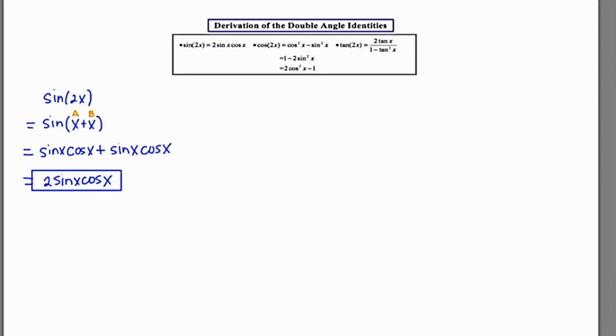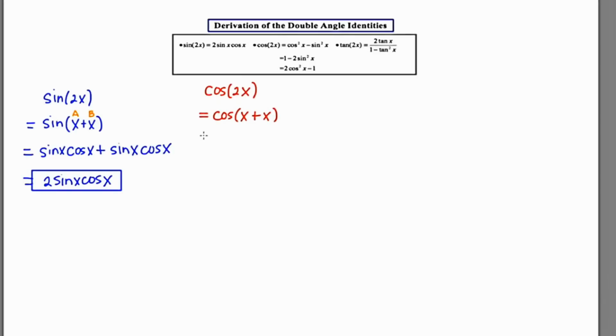Now we're going to move to the second identity, which is the double angle identity for cosine. Cosine 2x. You'll notice on the list there are three variations. We're going to start with the top one, cosine squared x minus sine squared x. And it's going to begin the same way. So I'll start by writing cosine 2x. And I'm going to think of 2x as a sum of x plus x, giving me cosine of x plus x.